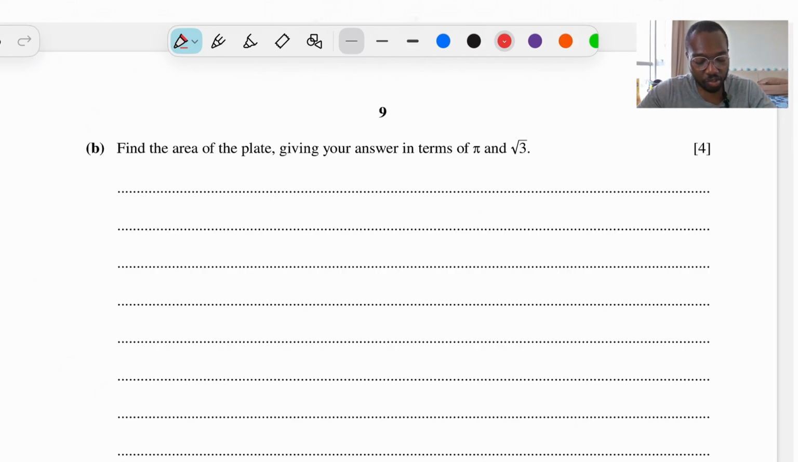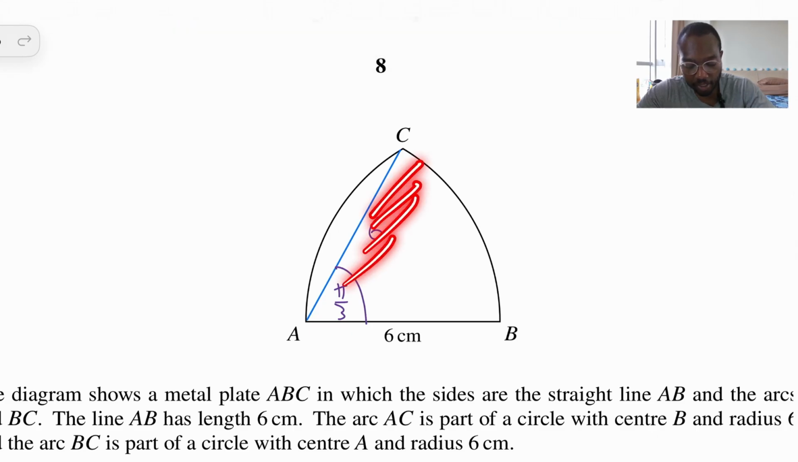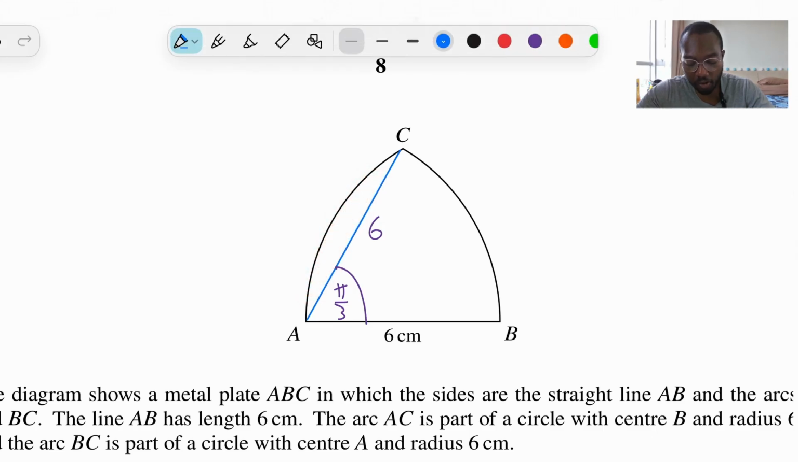And for that second question, we need to find the area of the plate, giving our answer in terms of π and root 3. So let's work out the area first. To work out this question, we've worked out the whole area of the plate. The way I'm going to do it is I am going to work out the area of this arc here, and then I'm also going to work out the area of this segment here. So let's look at the area of the arc first.